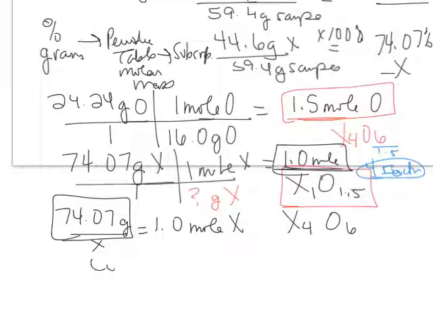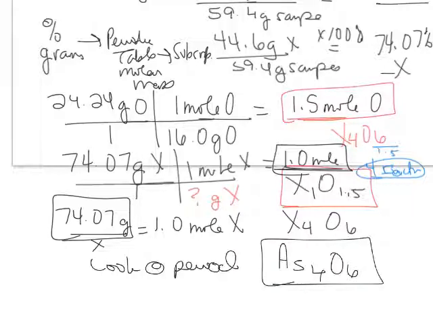If you look at the periodic table, which element has close to 74.07 grams per mole? It should be arsenic, so As4O6 is your molecular formula.